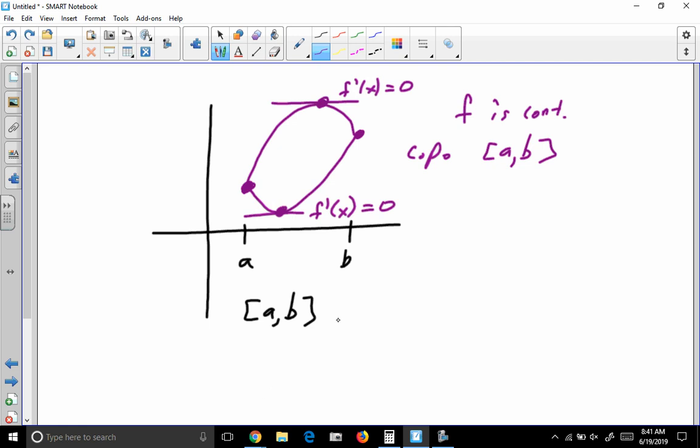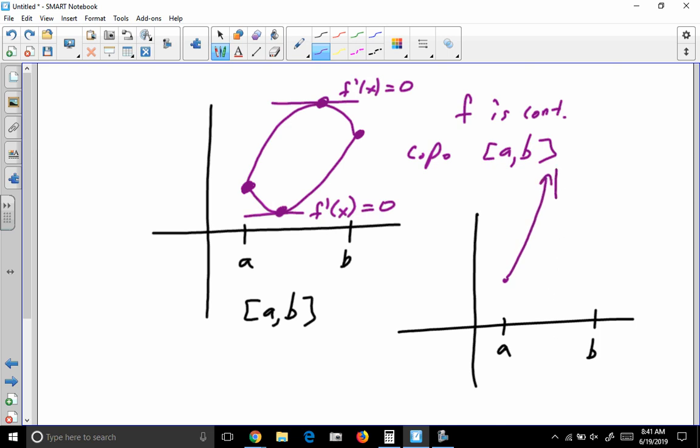Now you might say, well, why is that based on continuity? If we look at an example where we have a function that's not continuous on the whole interval, we might have, let's say, a vertical asymptote somewhere in between. That goes up forever on both sides of it. So our maximum is not here or here, and in fact, that doesn't have a maximum in that interval.